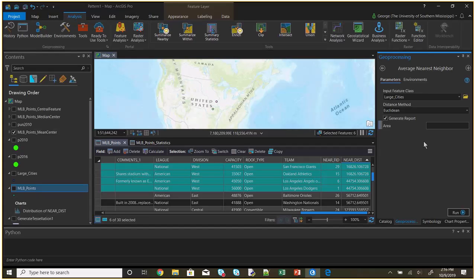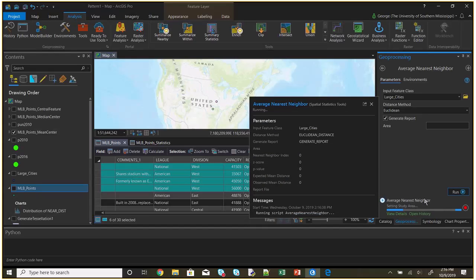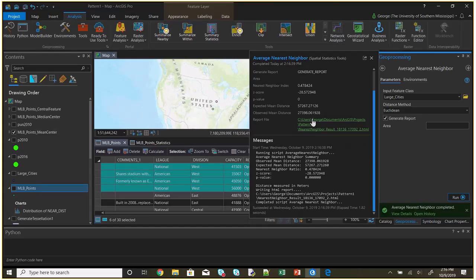Okay. And so the area does matter, because when it goes to calculate how far apart they should be if they were random, it uses a box that represents that size. And so if the box is bigger, on average they'll be further apart. If the box is smaller, on average they'll be closer together. All right, so I'm going to go ahead and run just the large cities and see what the result is.